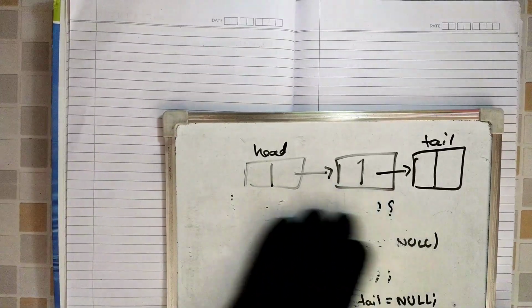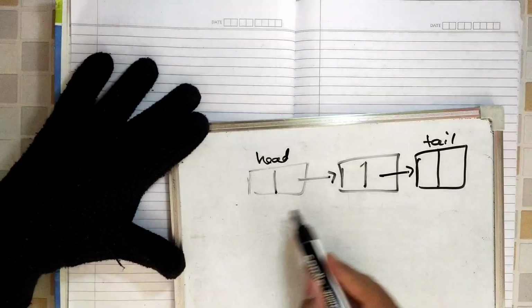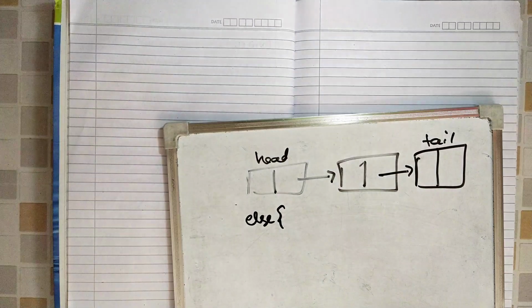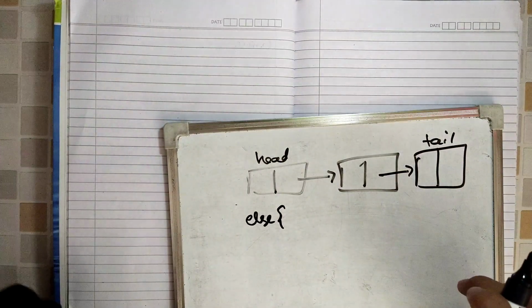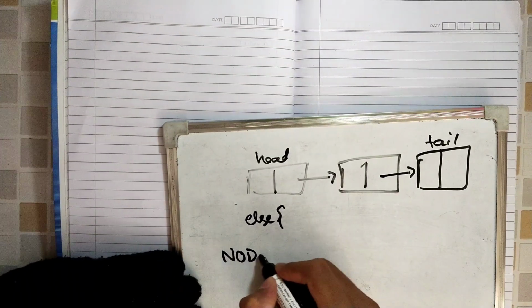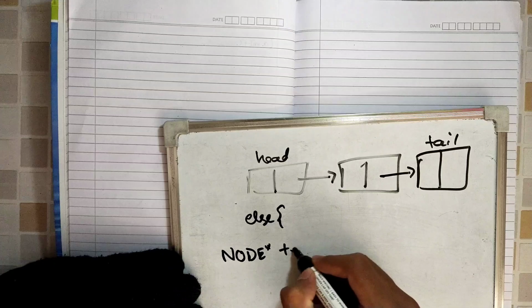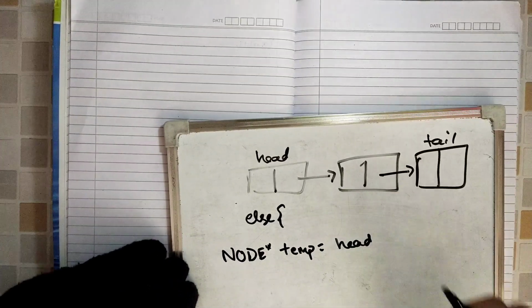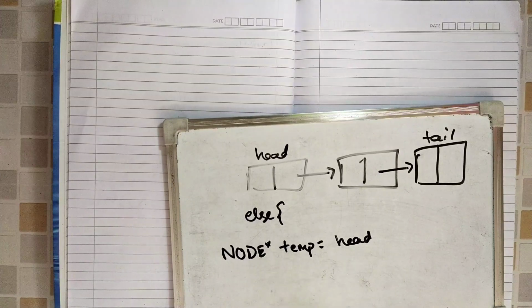Now suppose more, this else part now at the end. So like here more than one node is there, only else I will write. So else what I will do, I will create a temp variable here. Okay, how that node temp like this I will create equals to head. So this is the deletion at the end. Okay, so node temp equals to head.